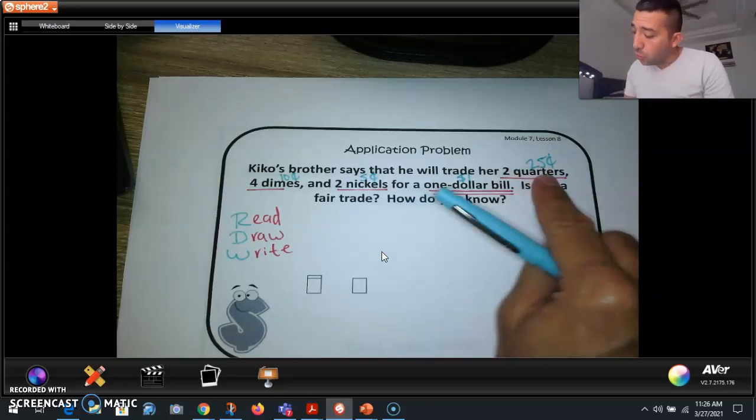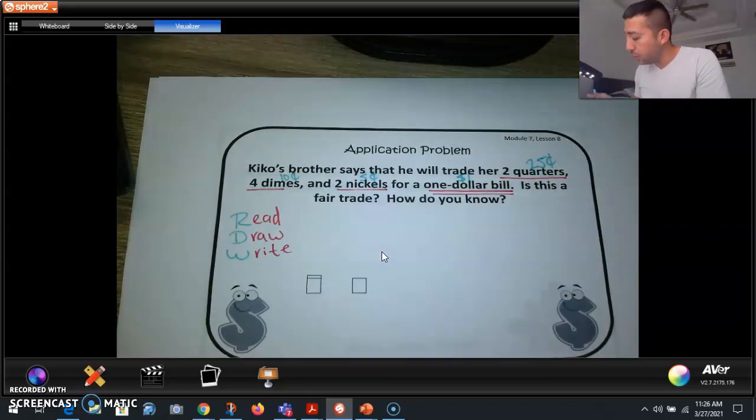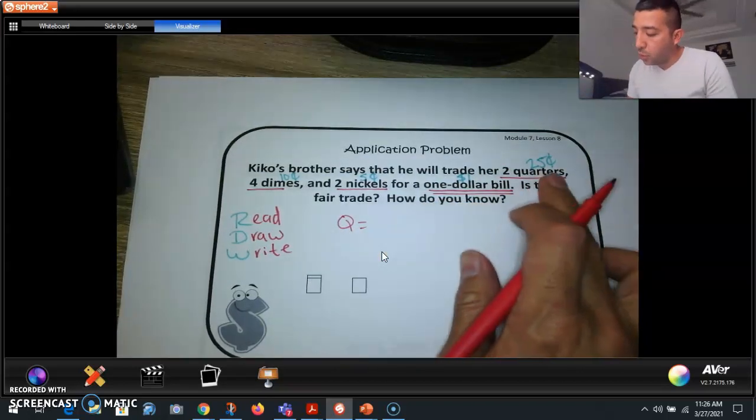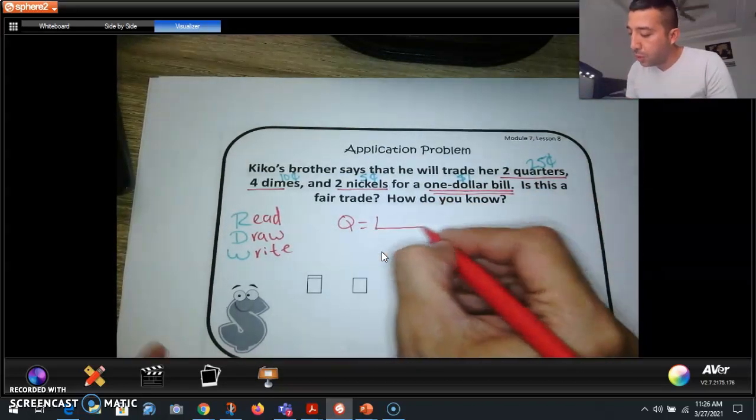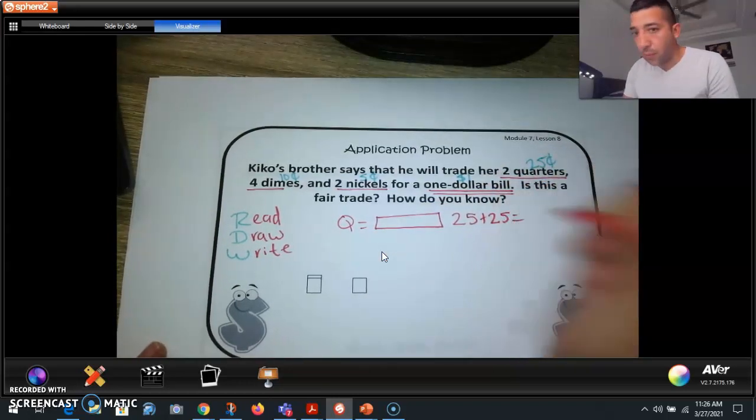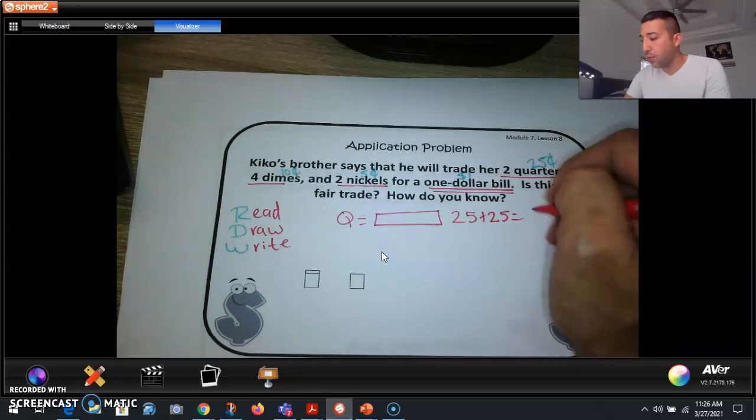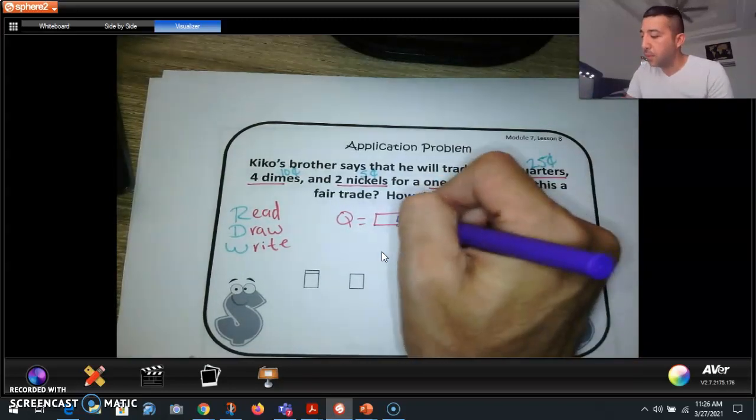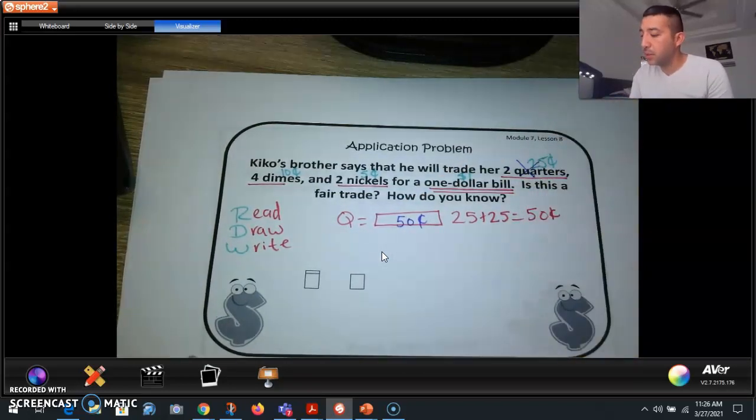Let me write the Q for quarters. We know that there are 2 quarters, so my repeated addition will be 25 plus 25, and 25 plus 25 equals 50 cents. So 2 quarters equals 50 cents. Let me cross out 2 quarters because we already did that.